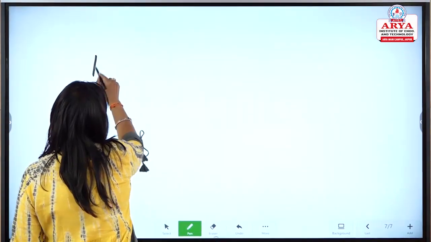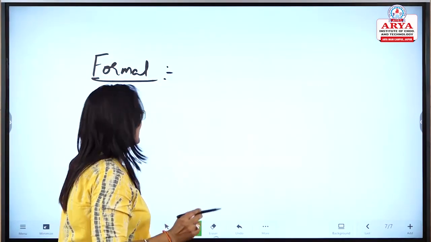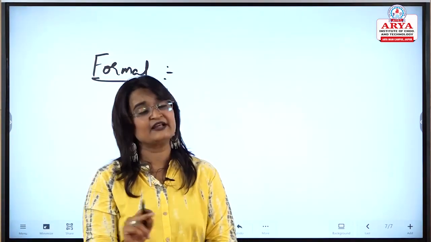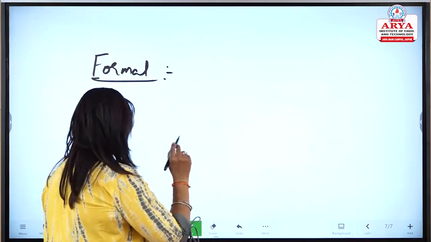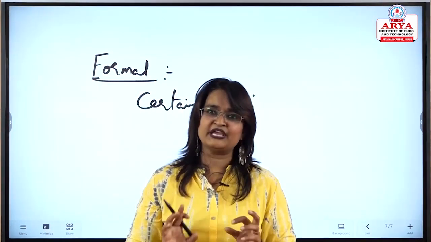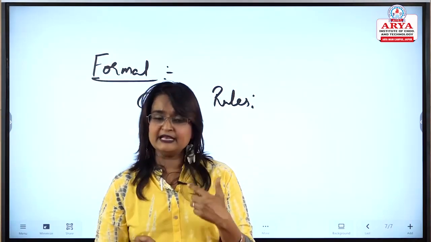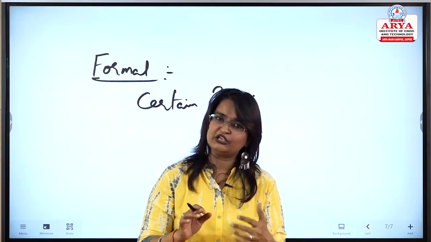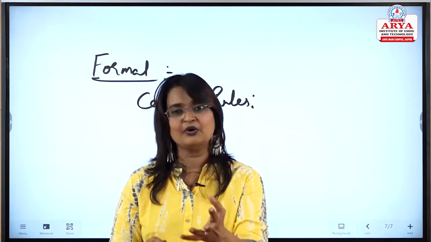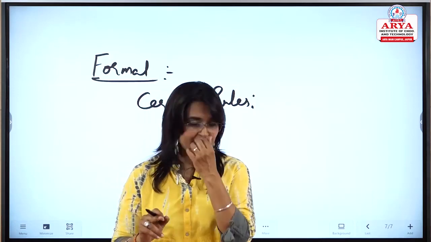Formal communication. When we are talking about formal communication, there are certain rules that are followed. Formal communication occurs in a formal and official way. So, in elaboration, when you are talking about verbal or non-verbal communication, how would it be carried in an official and formal way?